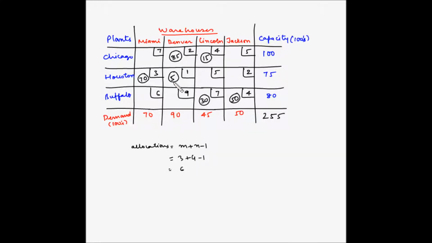Now let's count the number of allocations. So 1, 2, 3, 4, 5 and 6. So the number of allocations is equal to m plus n minus 1. So this condition is met. Now the next condition is that these allocations should be in independent positions.